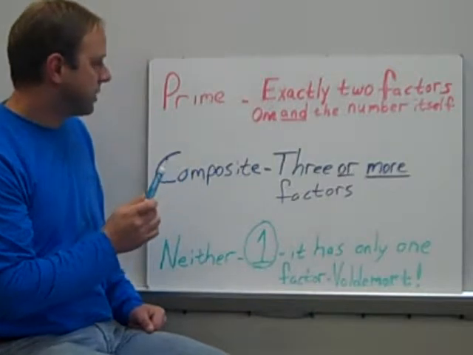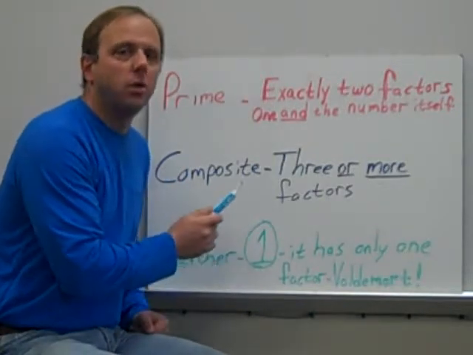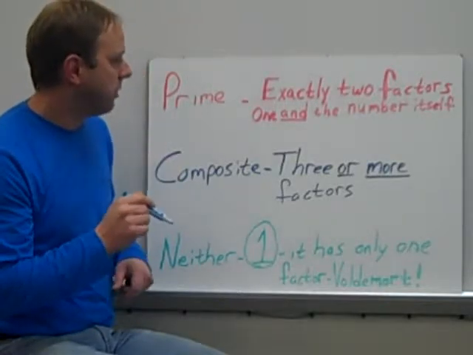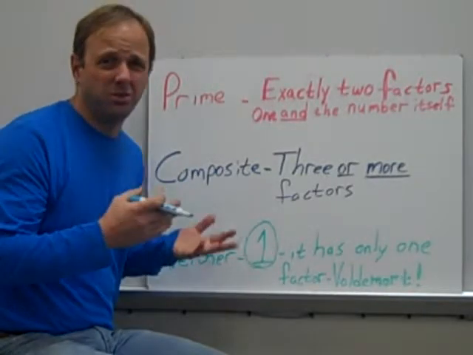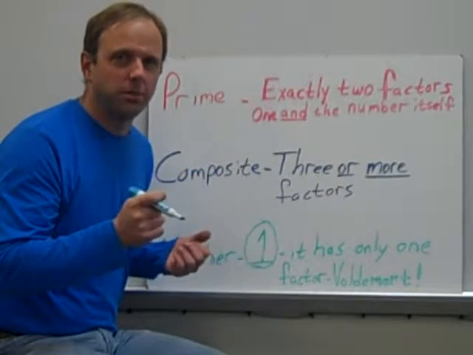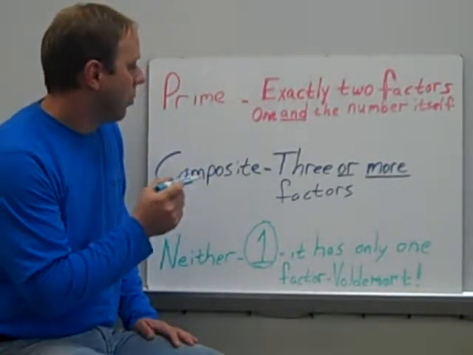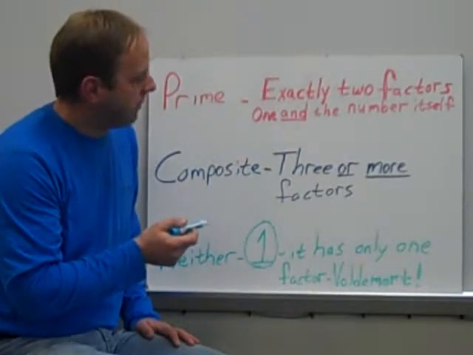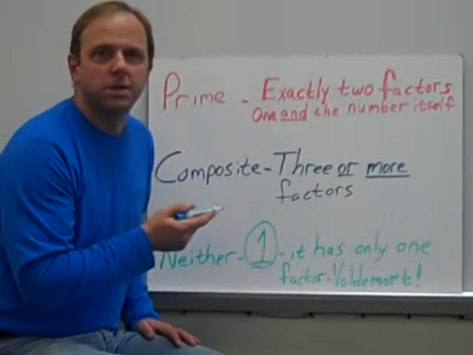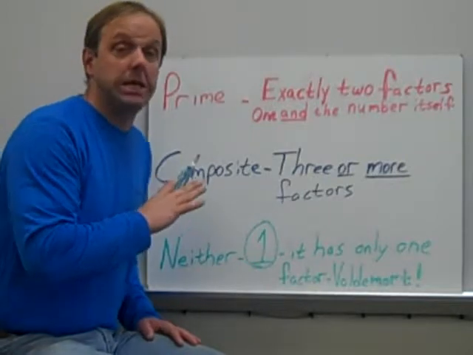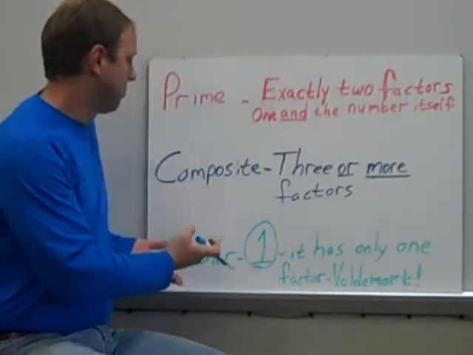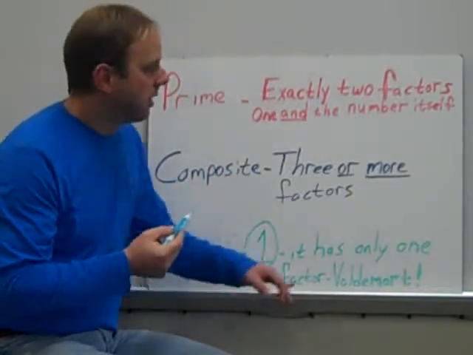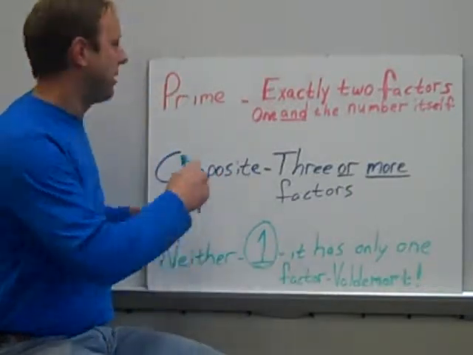Now there's one exception, and that's the number 1. 1 only has one factor. A doubles factor we don't count twice, so 1 times 1 is the only way to get 1 using multiplication. So we don't have a name for it, and because we don't have a name for it, I gave it a name. I refer to it as Voldemort, because in Harry Potter he's referred to as he who shall not be named, and since 1 really doesn't have a name, it's not prime, it's not composite, we named it Voldemort, or I did anyway.